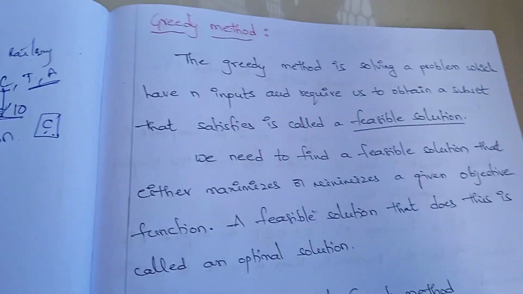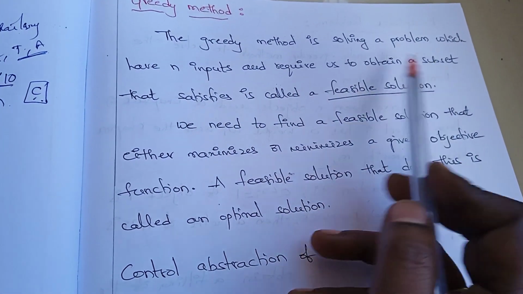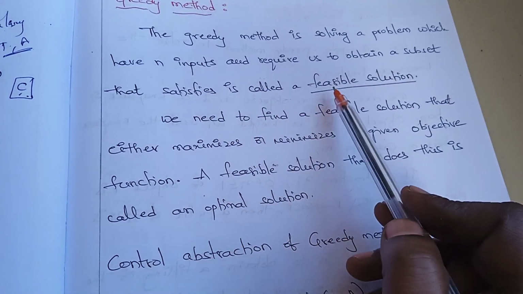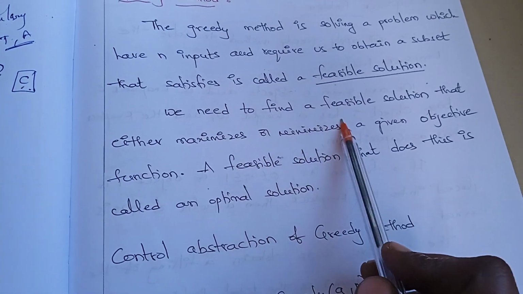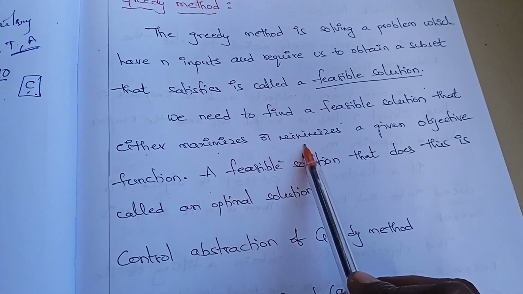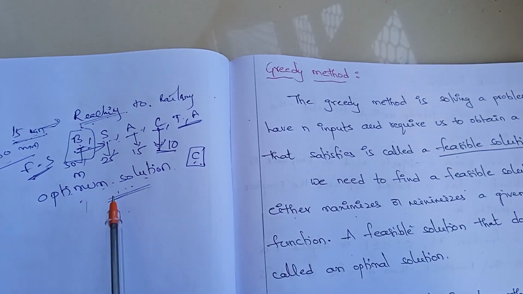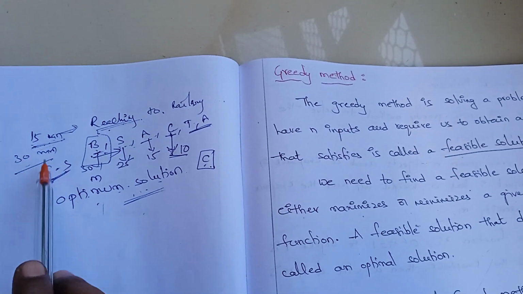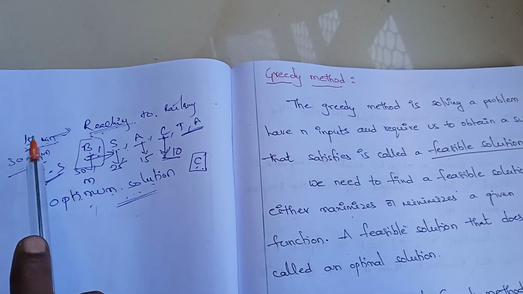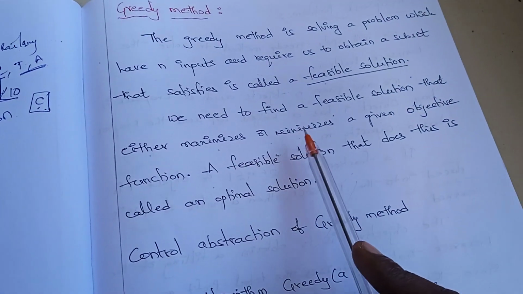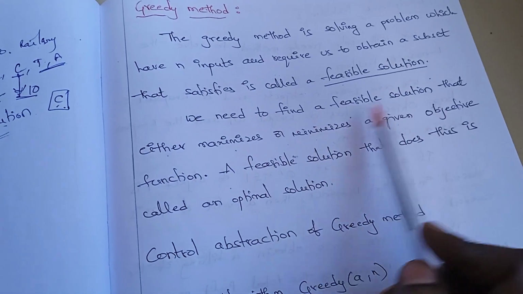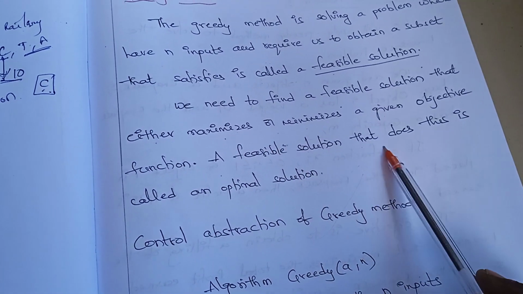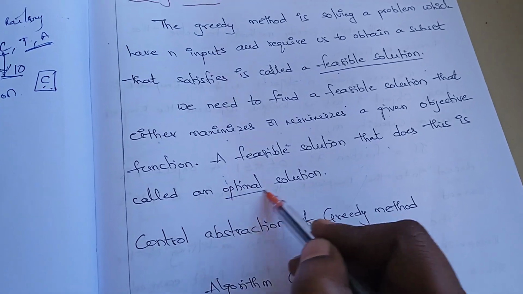Now let's understand the greedy method. The greedy method is solving a problem which has n inputs and requires us to obtain a subset that satisfies the constraints, which is called a feasible solution. We need to find a feasible solution that either maximizes or minimizes. Just now we discussed the example, right? So all feasible solutions or optimum solution will work to satisfy some conditions. That condition may be maximize, that condition may be minimize. So a feasible solution that either maximizes or minimizes a given objective function, a feasible solution that does this, is called an optimum solution, optimal.